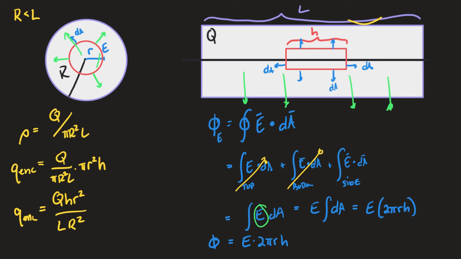Well, we're at the end of this. Gauss's law is a comparison of the charge enclosed to the flux. So I think we can make that comparison now. I'm going to have my Q and then my H and then R squared over L capital R squared equals, don't forget my constant, epsilon naught, times E times 2 pi R H.